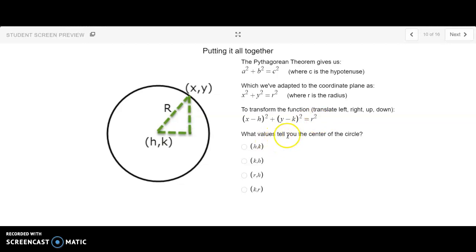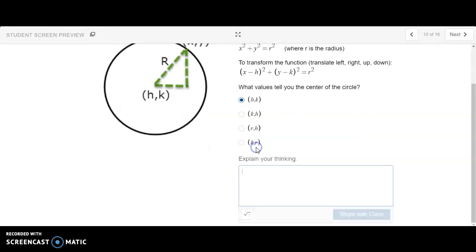All right, so which values tell you the center of the circle? I'll let you guys think about that for a second. If the picture's not obvious enough, it's at h and k. All right, well, how do we know that? Well, h translates left and right, k translates up and down, and that tells us where the center is from the origin. It moves from the origin left, right, up, or down.